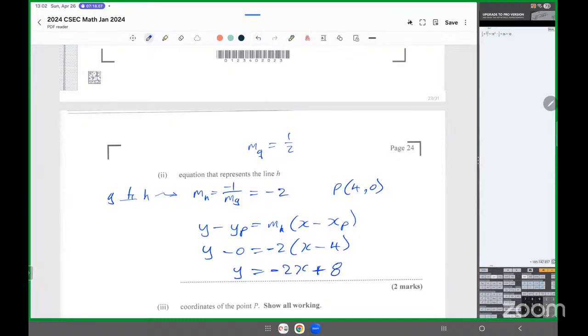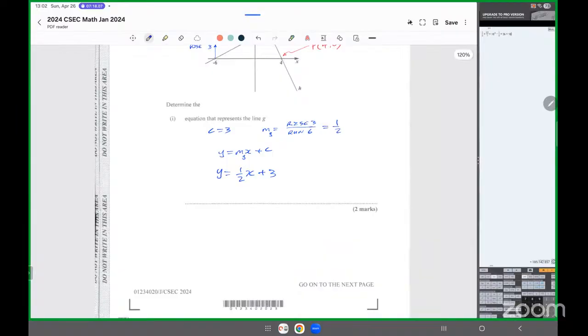That is the answer for line G and line H. So this is line H. This one was line G.